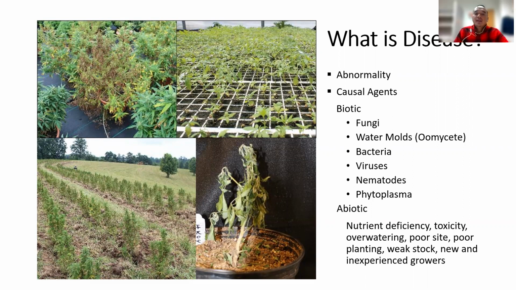Biotic factors that can cause plant disease can be fungi. We know fungi are filamentous organisms, and a lot of plant diseases are caused by this group of organisms. Another group of organisms that can cause diseases on plants are oomycetes, also known as water molds. These are basically fungal-like organisms.